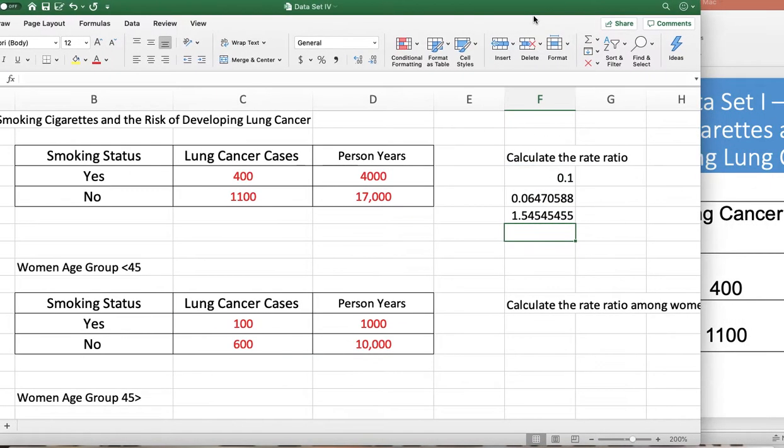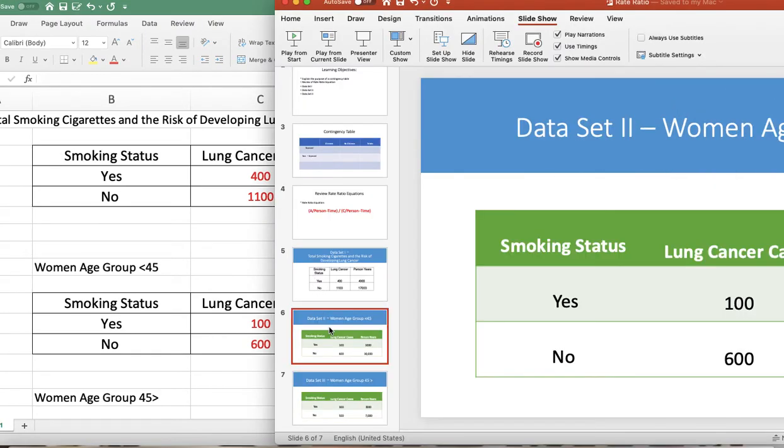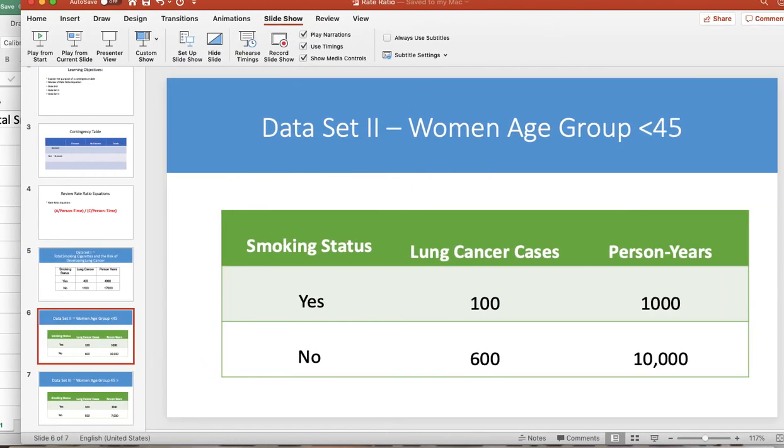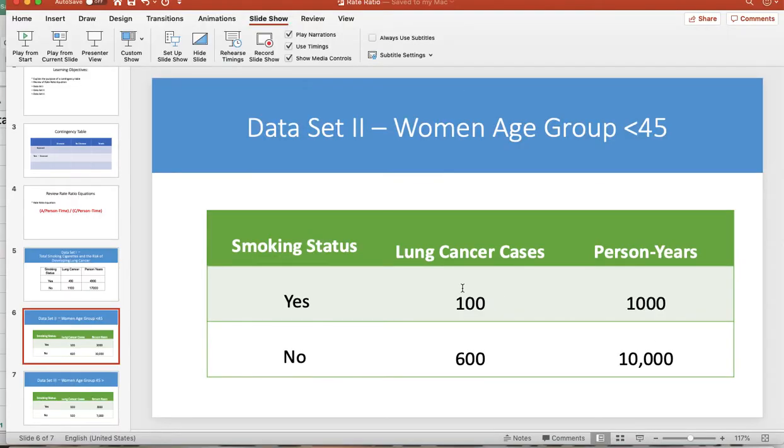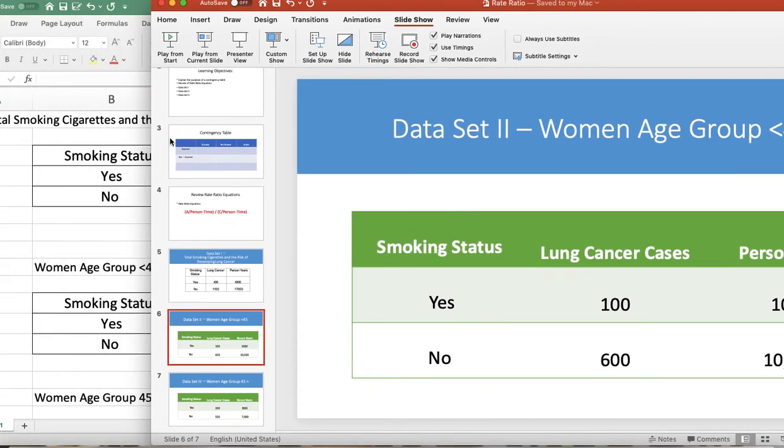Now, let's go back to our next data set, or 2 by 2 table. Here we stratified individuals by their age group. Stratification will be discussed in a prior mini lecture. Over here we have our smoking status, individuals who smoke cigarettes and who do not, our lung cancer cases, and of course our person time data, which was calculated in person years. So we go back to Microsoft Excel.